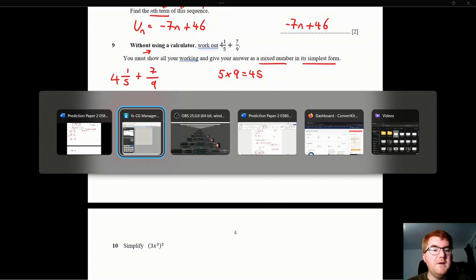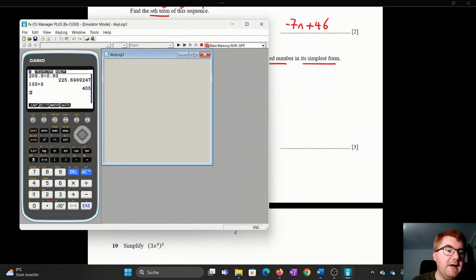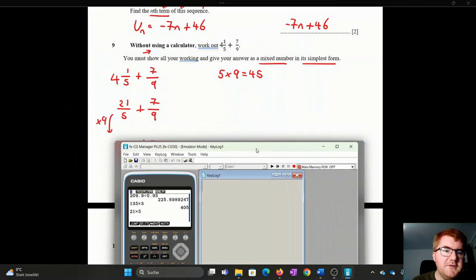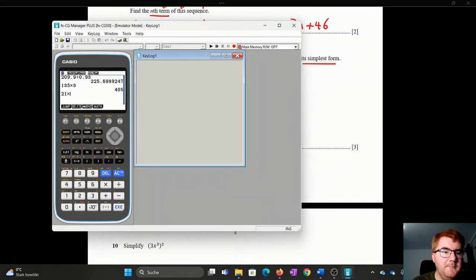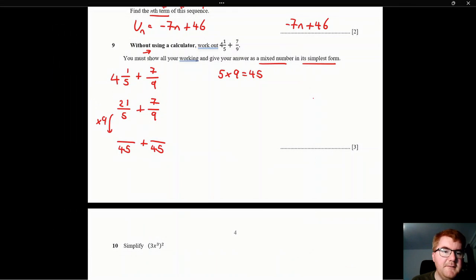Again, we can always use a calculator for these small calculations. That's absolutely fine. So if we do 21 times 9, that's going to give us 189. So we pop that up here. On the other side, however, what do we do to 9 to get to 45? We're going to multiply by 5. So we do the same to the top. We do 7 times 5. That's equal to 35.